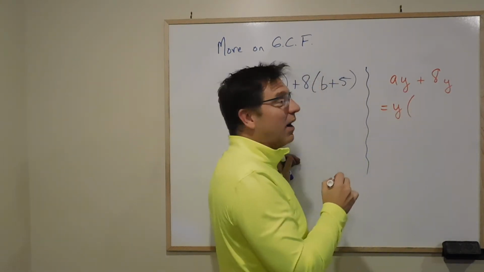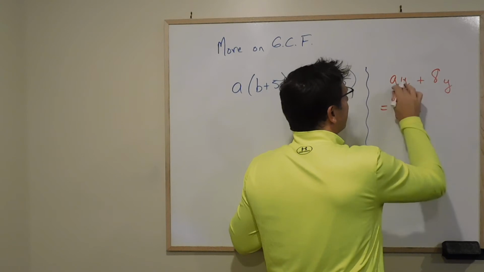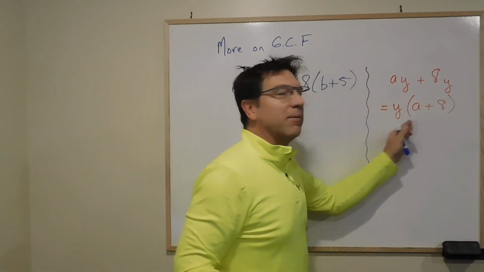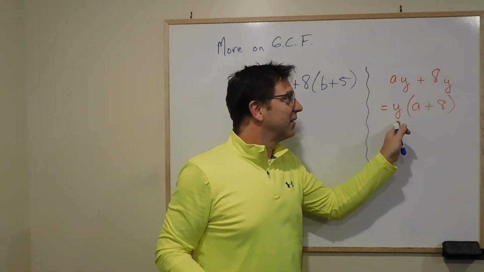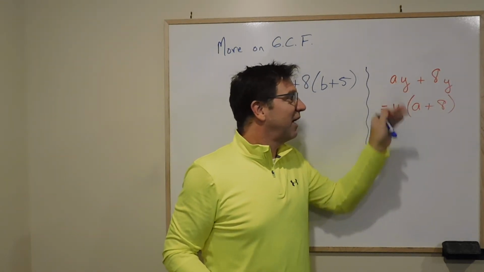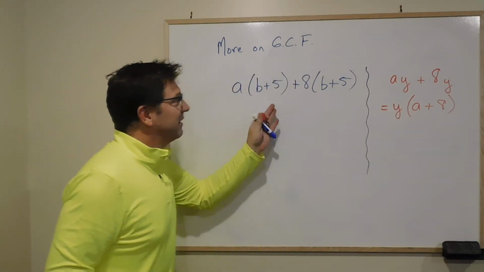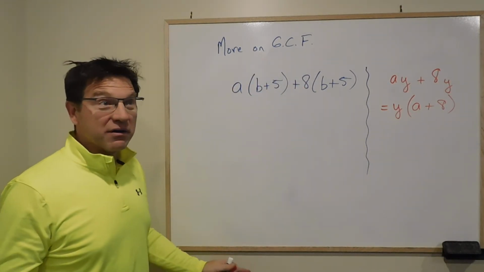And if I take out a y, I'd have a plus 8. And we're probably all okay with that. The y comes out front because y times a is ay, and y times 8 is 8y, and it's all good, right? And then we get to this one and we're like, that looks weird, right?